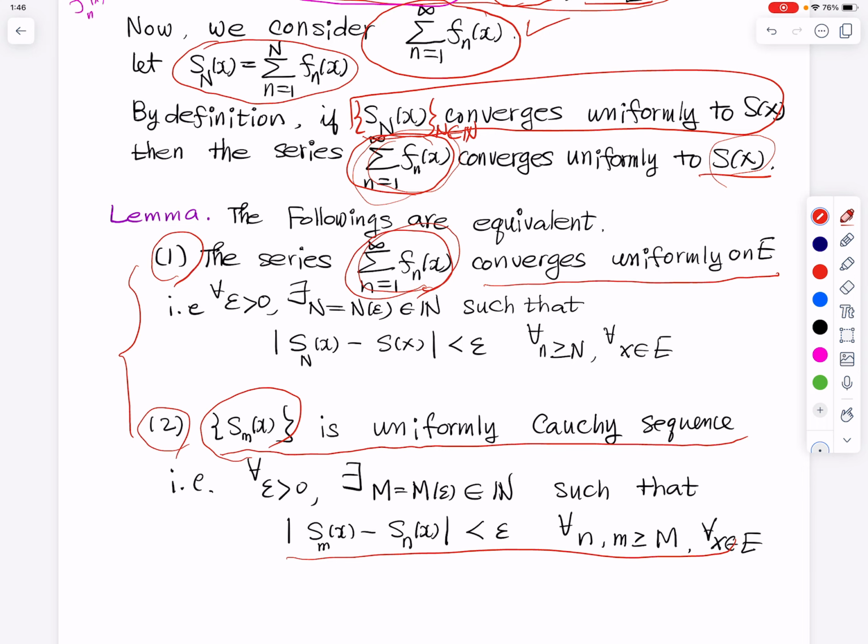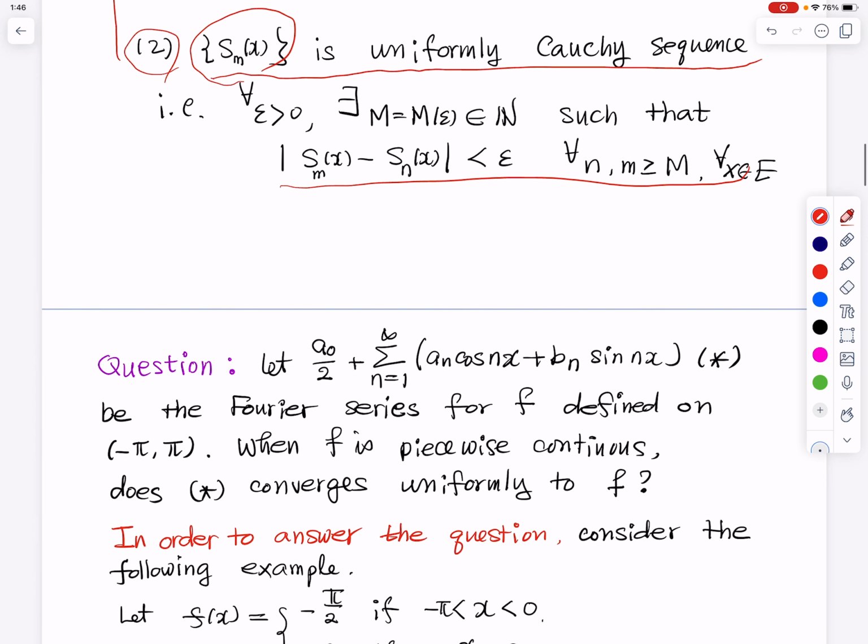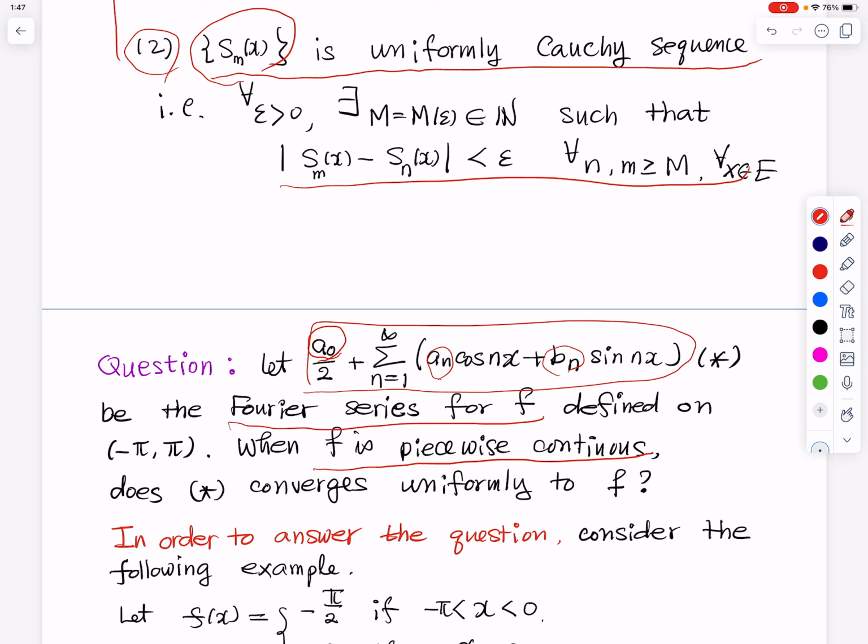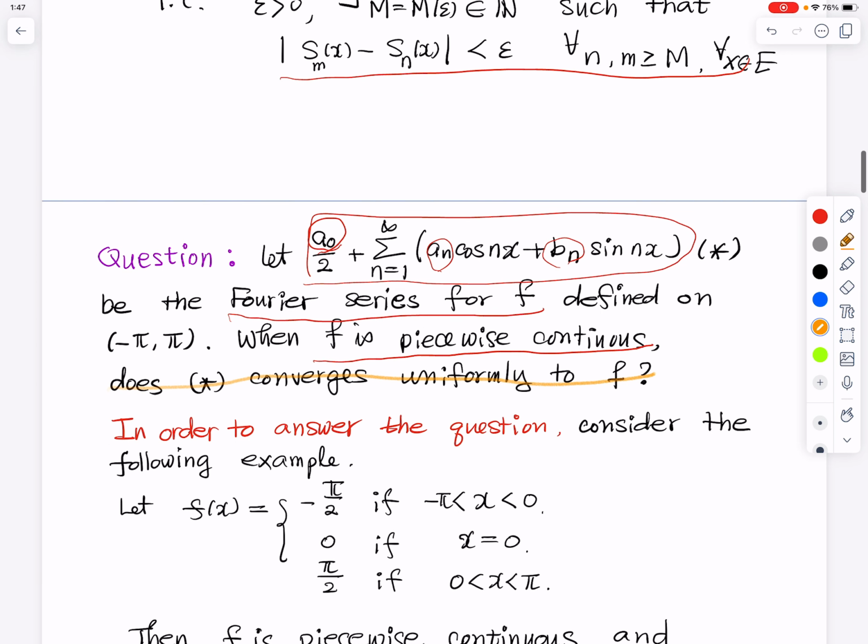Now the question is: whenever we have a piecewise continuous function f, we can compute a_0, a_n, b_n, and then we obtain a series. It is called the Fourier series for f. Our question is whether this Fourier series converges uniformly to f. This is our big question, and this is what I'm going to explain today. So if f is piecewise continuous, does its Fourier series converge uniformly or not? The answer is no.